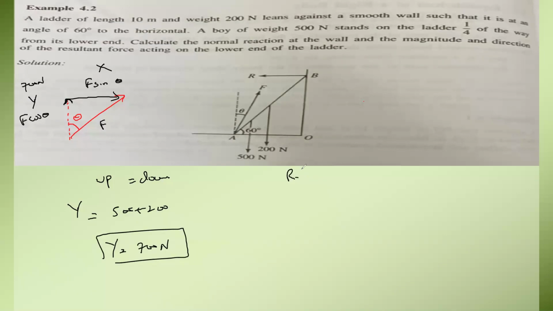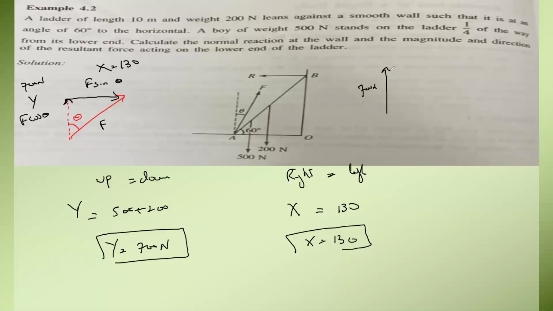And the total force acting towards the right must equal that towards the left. The force acting towards the right is F sine theta, which I called x. And the force acting towards the left is the normal contact force, which is 130. So the value of x is 130, and I can say F sine theta is equal to 130. Now we have the components: 700 Newton and 130 Newton.